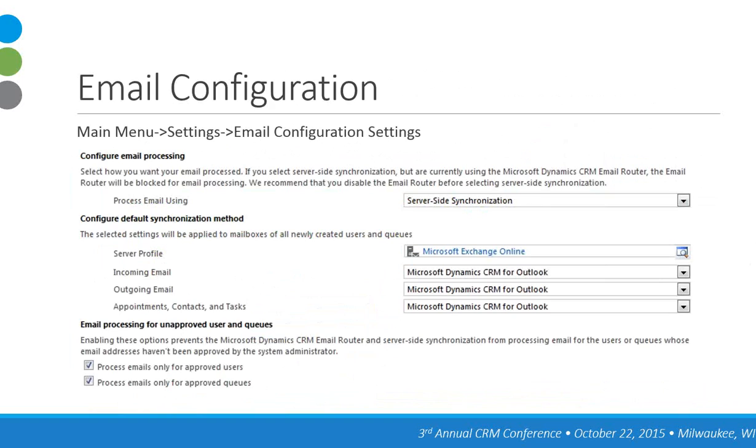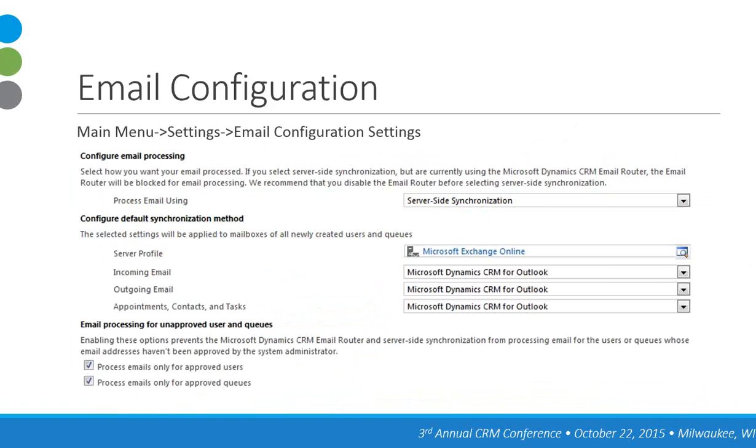Server-side sync has some automated rules that it will track based on, but obviously a lot less flexible since you cannot manually select items you want to track. Outgoing email is the option you want the user to use for sending email from CRM to the outside. So again, you have the CRM for Outlook or the server-side sync or email router options. Appointments, contacts, and tasks, a similar thing. You can have Outlook sync those for you, a little more flexibility, or you can have server-side sync do that for you.